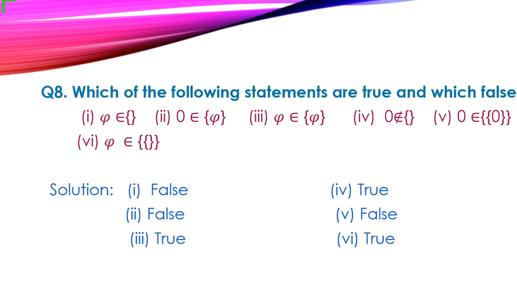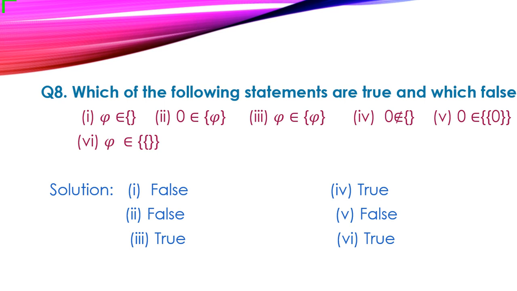Next, 5. 0 belongs to the set which contains the set {0}. Is it true? No, because here the set contains the element set {0}. So here 0 is not an element. In the set you have seen that 2 braces are given, and after that one 0 is put. What does it mean? This is a set containing a set {0}, meaning the element in this set is itself a set containing 0. So a single digit 0 cannot be an element of this one. So this statement is a false one.